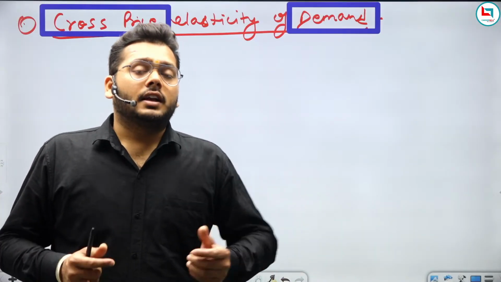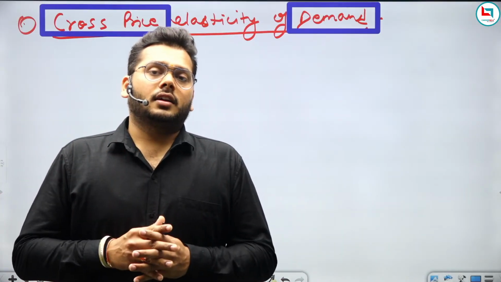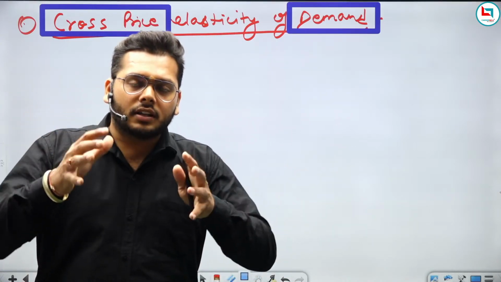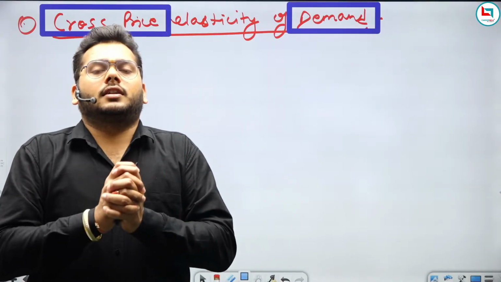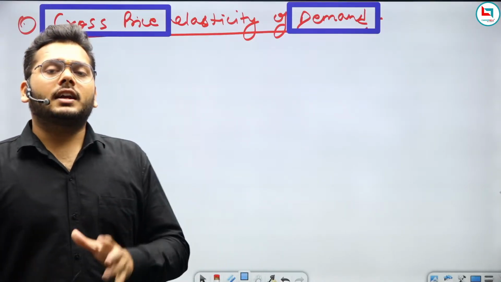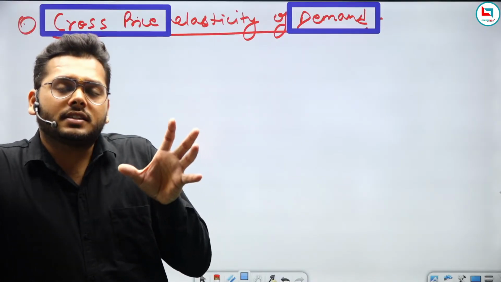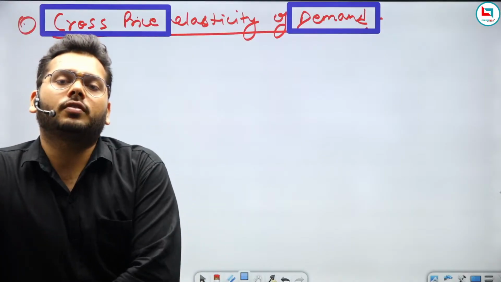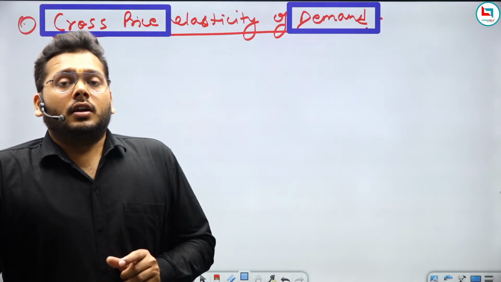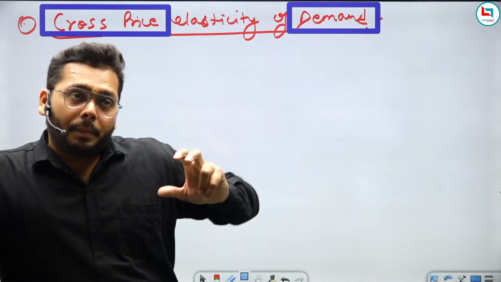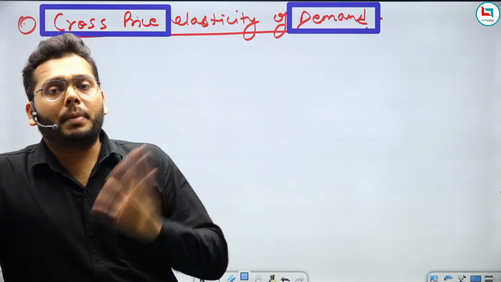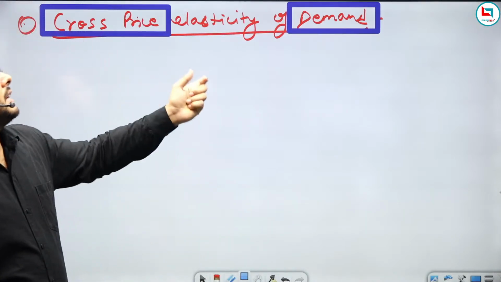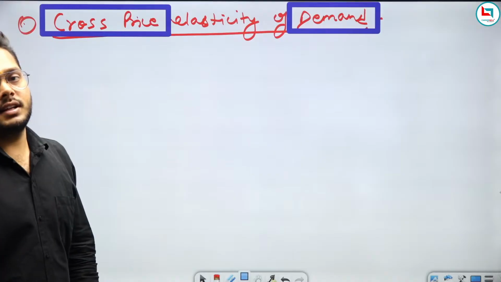Let's say two goods are similar to each other, or consumed together, or you can say two or more goods are consumed jointly. Definitely the price change of one good will affect the demand of another good. So this situation arises when the price of one good changes, that will impact the demand of another good. This is known as cross price elasticity of demand.